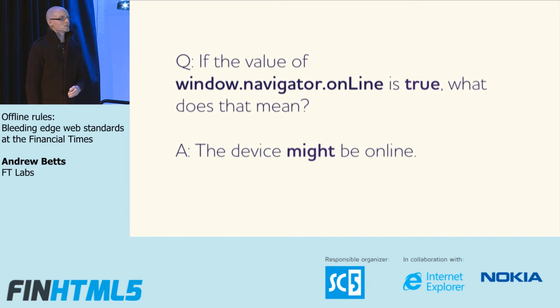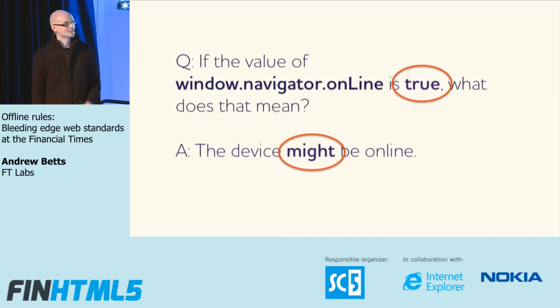So this is a fairly badly designed API for two reasons, in my opinion. One is that somebody decided that online was two words, and so capitalized the L. We're stuck with that, I'm afraid. You have to do that. And secondly, probably the same person decided that true and might were good bedfellows.